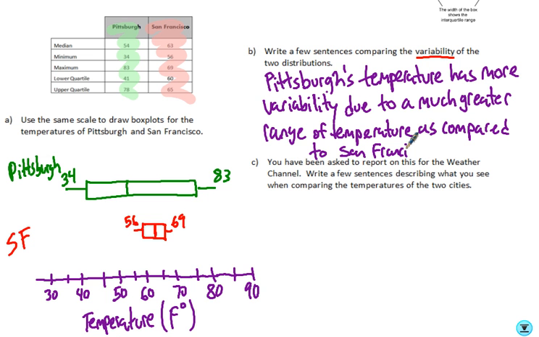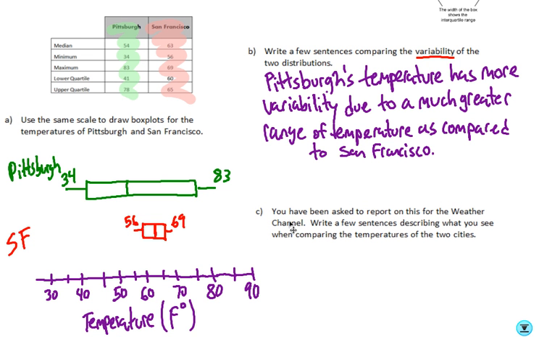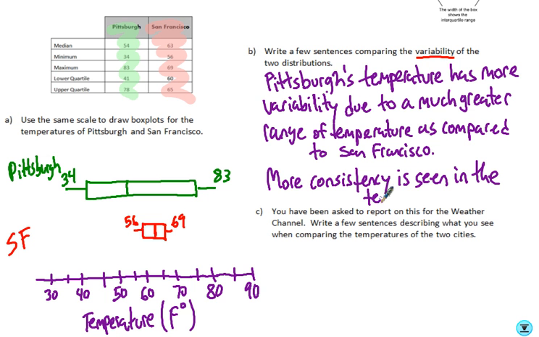Also, we may want to add in here too, right? Just as I could say Pittsburgh has more variability, I can flip that around and say that San Francisco has less variability. So there's more consistency. So we could also add to that and say that more consistency is seen in the temperatures of San Francisco.